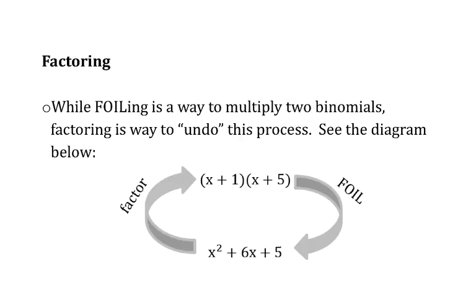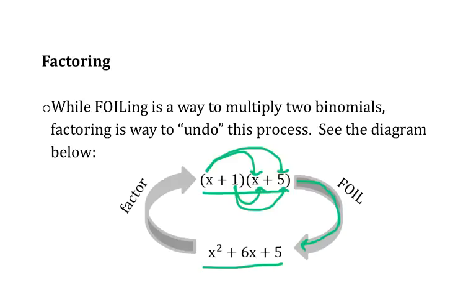So for example, if you were given x plus 1 times x plus 5, to FOIL means to multiply x times x, the first times the first, the outer terms of x and 5, the inner terms of 1 and x, and the last terms of 1 and 5. And then after combining like terms, we would arrive at x squared plus 6x plus 5.